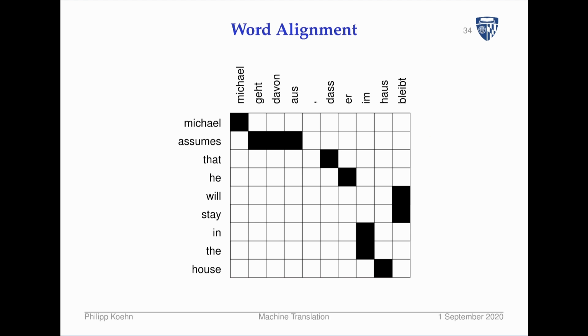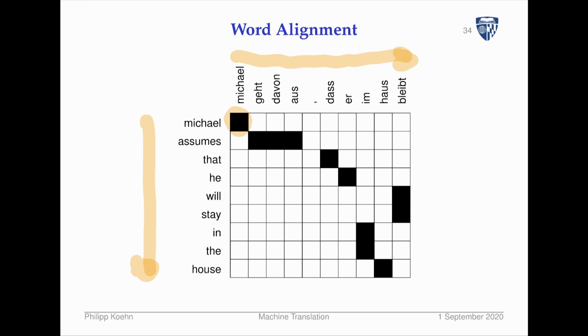So when you have a sentence pair here, the English sentence is Michael assumes that he will stay in the house, and the German sentence is Michael geht davon aus, dass er im Haus bleibt. Which word actually refers to which other word? So you need to figure out that Michael and Michael are translations of each other.